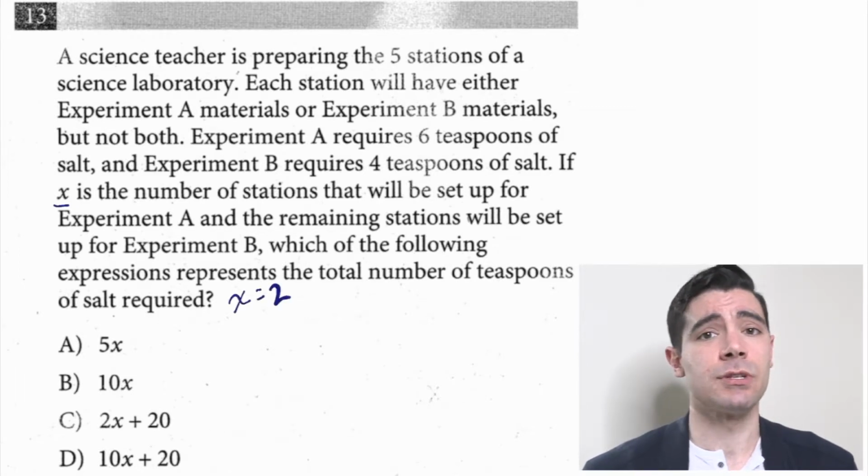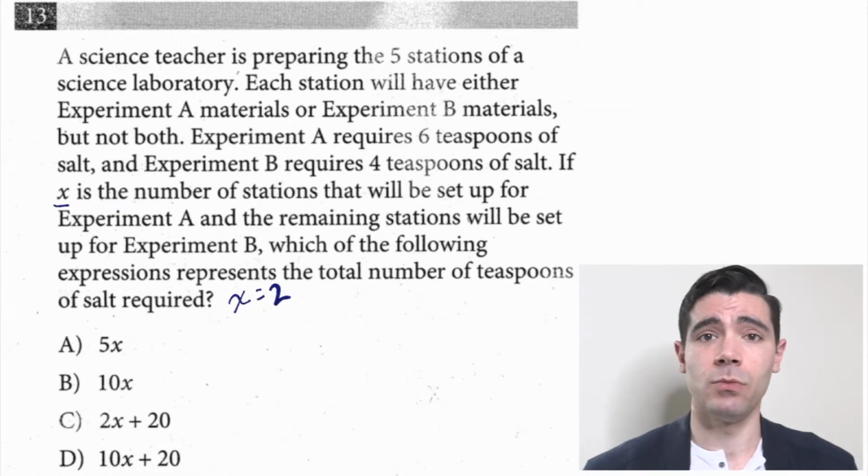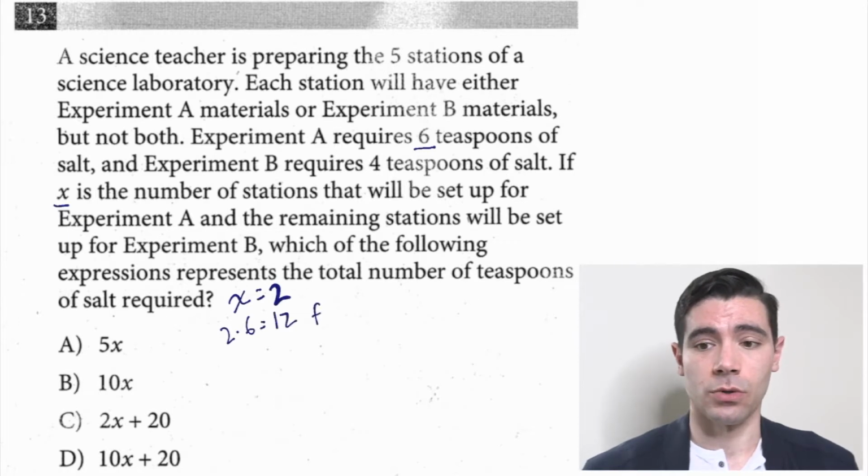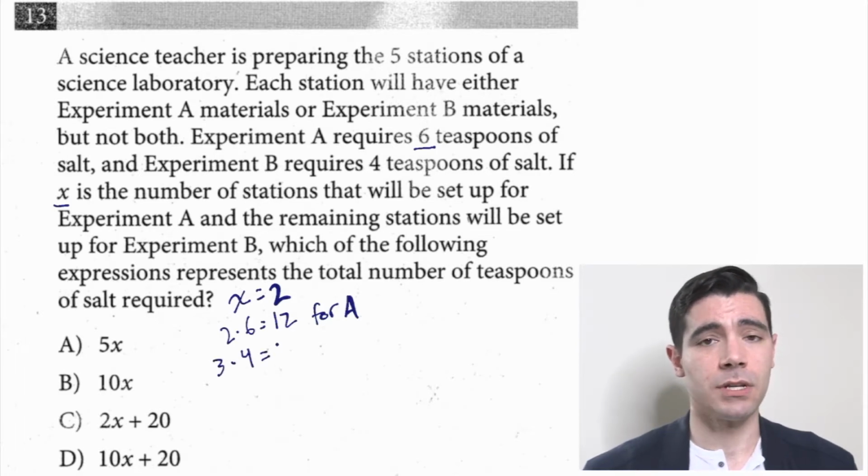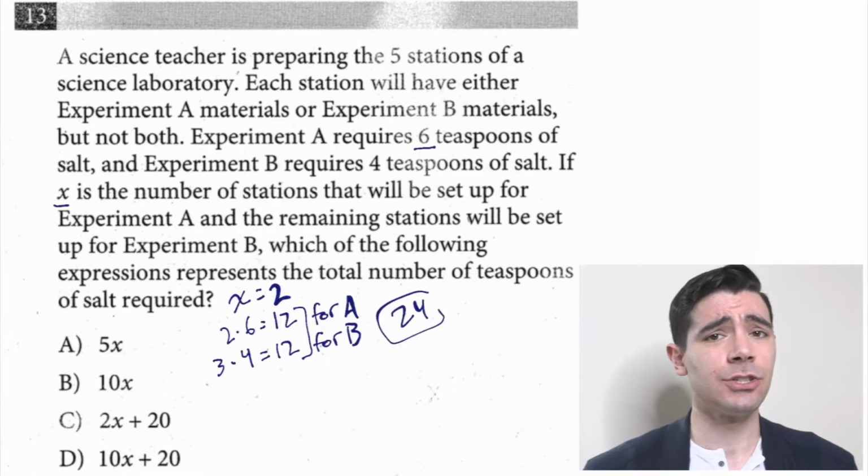Well, if there were 2 stations set up for experiment A, and each of them would need 6 teaspoons of salt, then that's 12 teaspoons of salt for them. Now the question told me there were 5 stations in total, so then I suppose 3 would have to be set up for experiment B. And each of those would need, it says, 4 teaspoons of salt. Okay, 3 times 4 is also 12. So if I add our salt needs together, we end up with 24 teaspoons. So when X is 2, I know that the answer is 24.